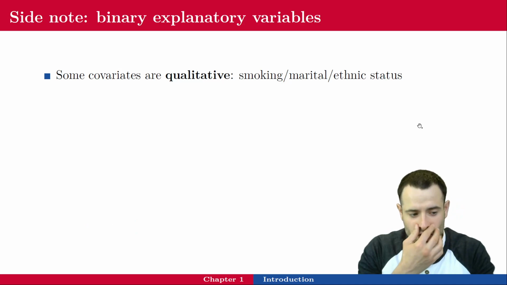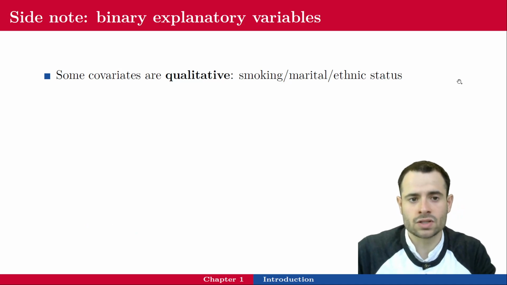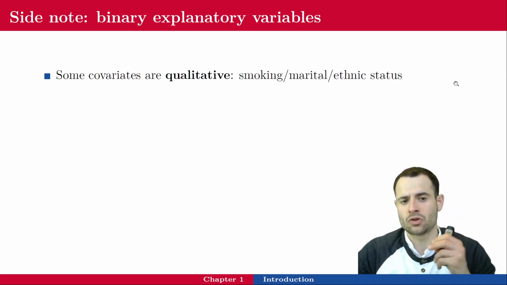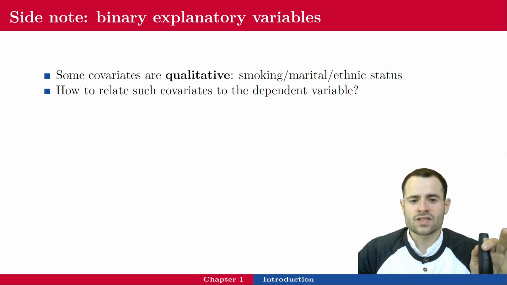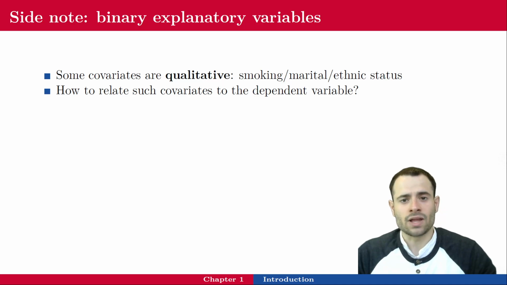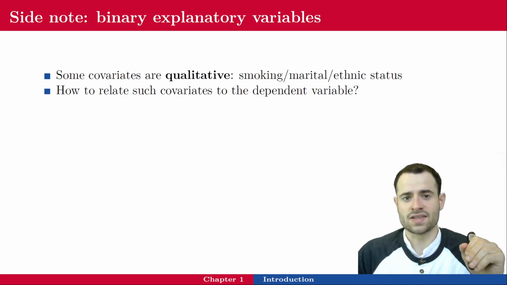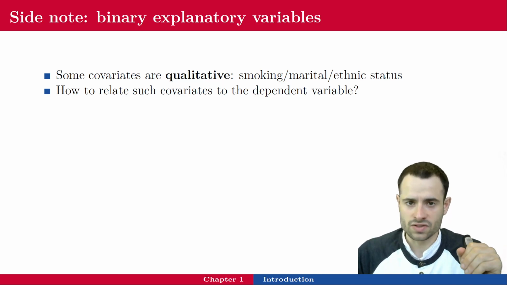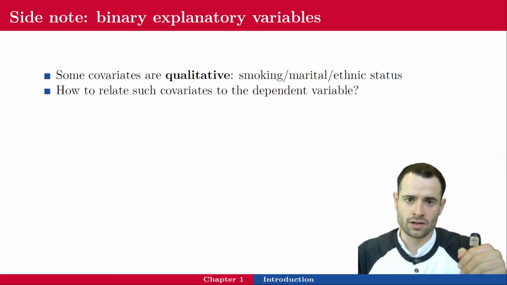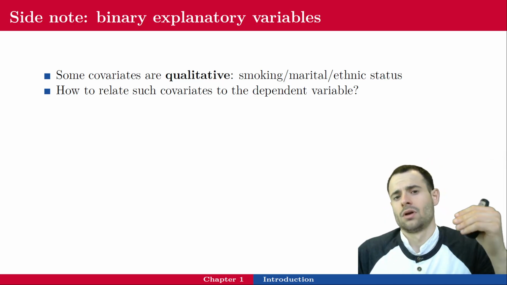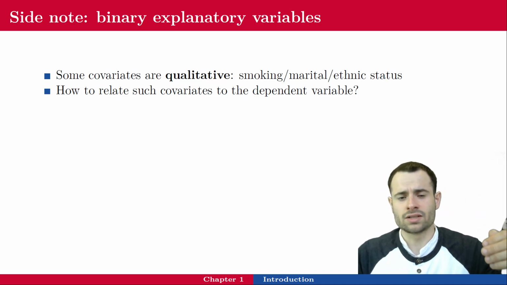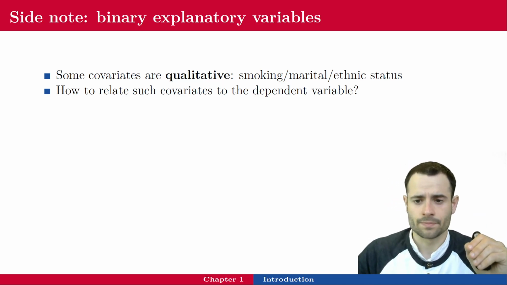I want to take maybe 3 more minutes to talk about binary explanatory variables. There should be 3 or 4 more slides. So, some covariates are qualitative. X sometimes is just not a continuum of numbers. It could be smoking status, yes or no, marital status, single versus married versus widowed, and so on. Ethnic status, there is black, Asian, white, Latino, or anything else.